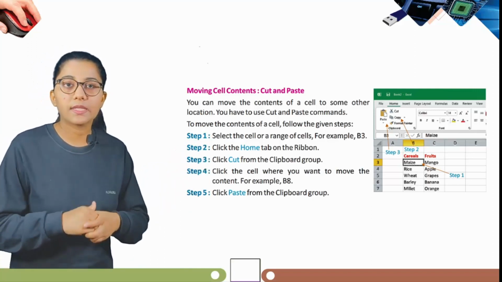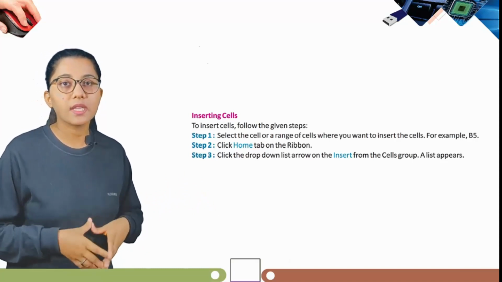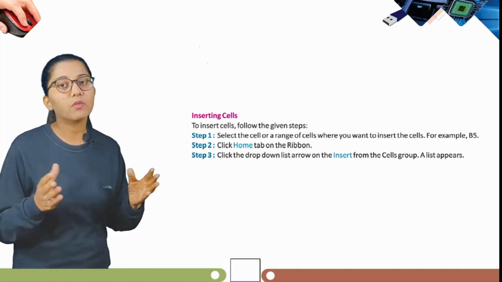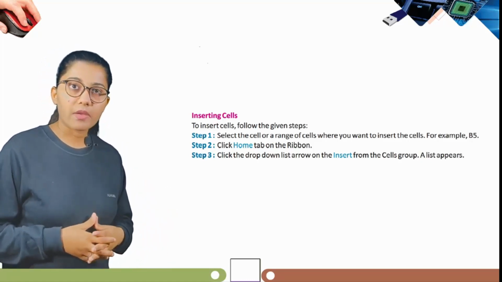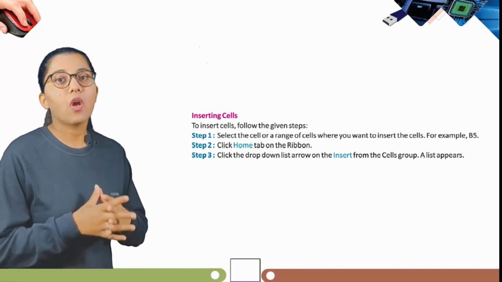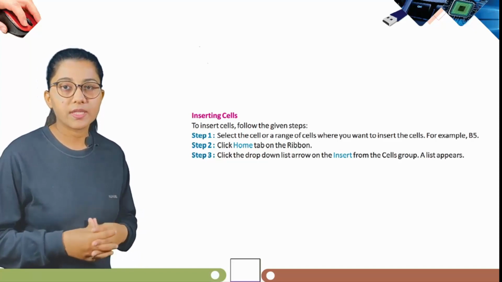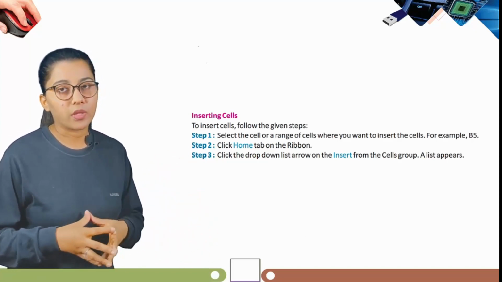Now students, let's learn about inserting cells. To insert cells, follow the given steps. So you have to follow some steps if you want to insert cells in Microsoft Excel. Step 1 is select the cell or a range of cells where you want to insert the cells, for example B5. Step 2, click Home tab on the ribbon.